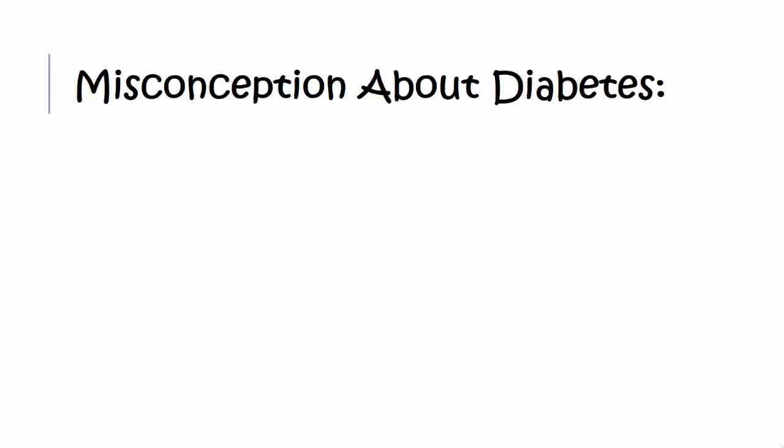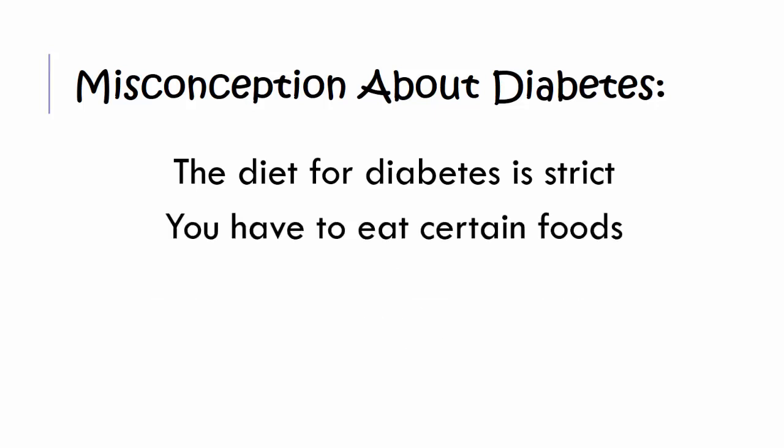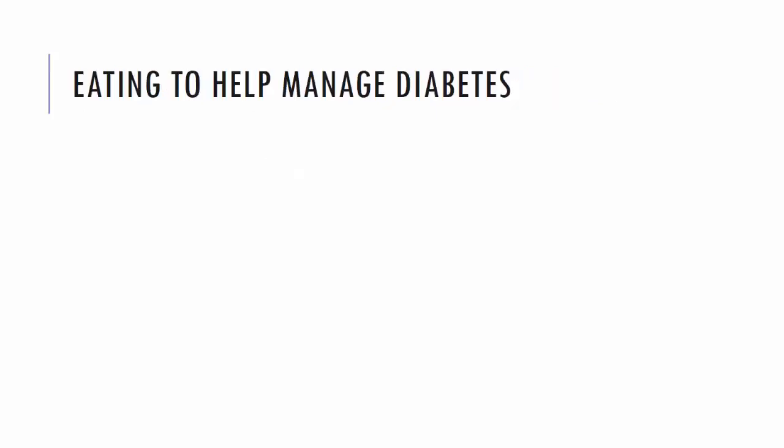The next misconception about diabetes is that the diet is strict. You have to eat certain foods if you have diabetes, and you have to eat different from people that don't have diabetes.